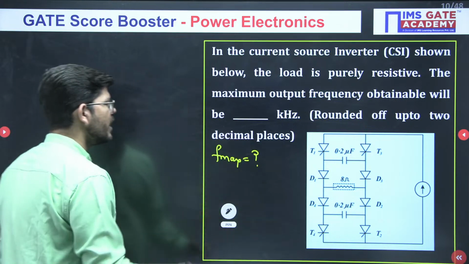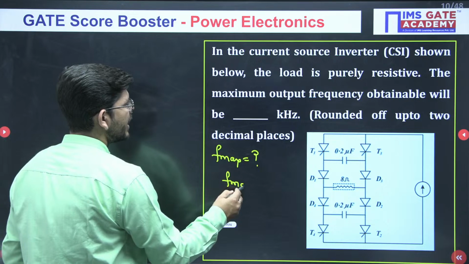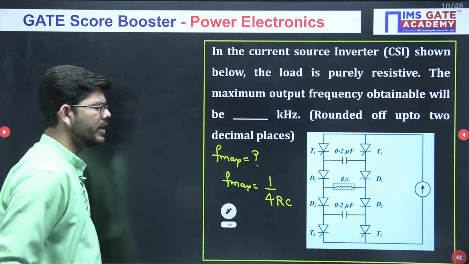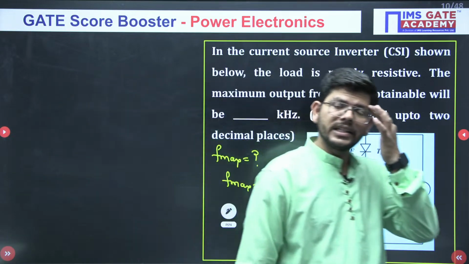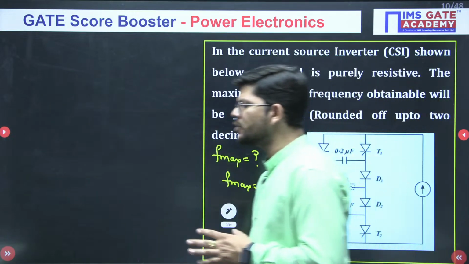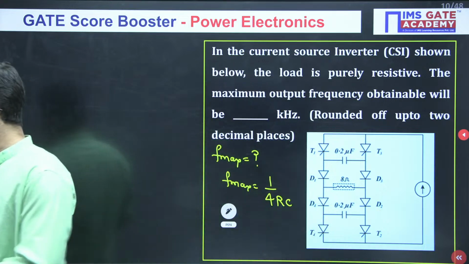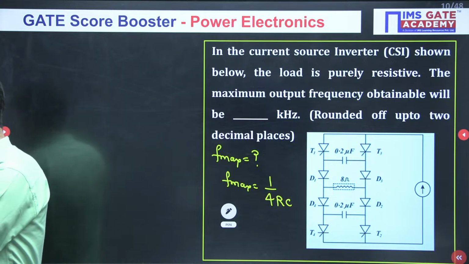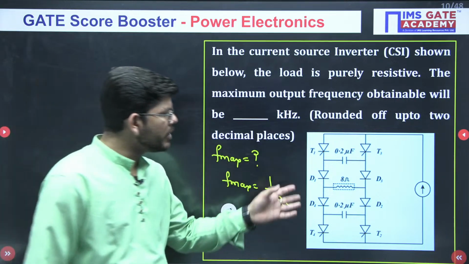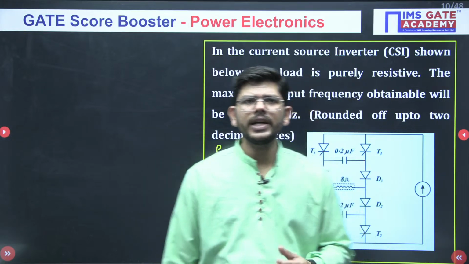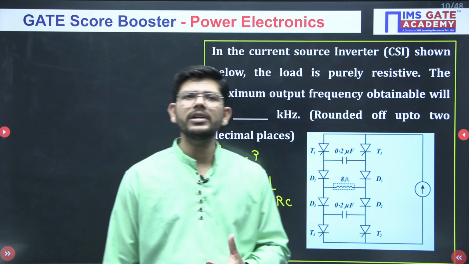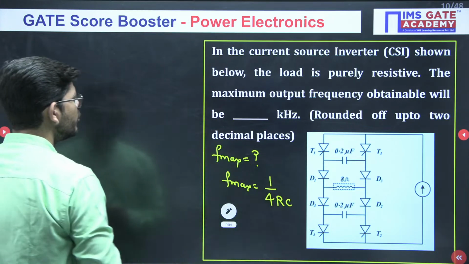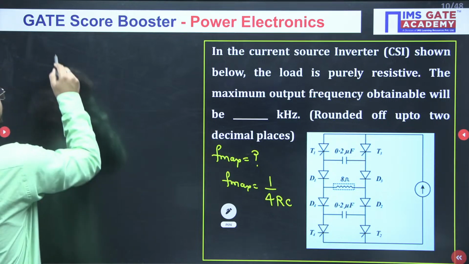Many of you are aware of this formula, that f max equals 1 upon 4RC. But how we are approaching this formula, you should also know, because if the C value is the same, you can directly apply this formula, but if the C value is different, then you should think about it. So just see how you will make this formula approachable.